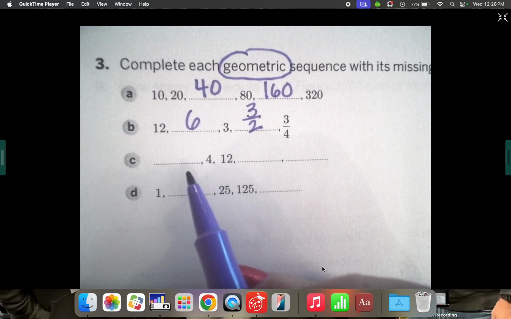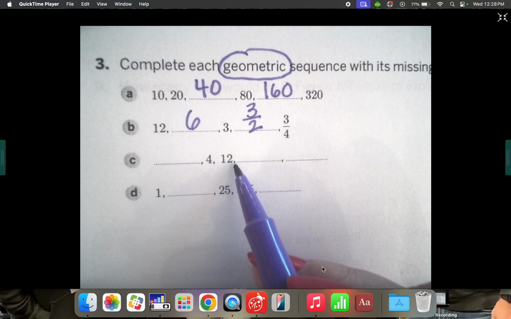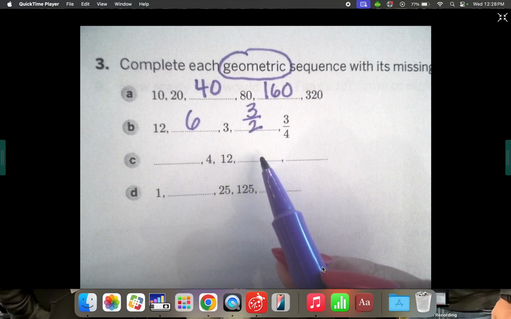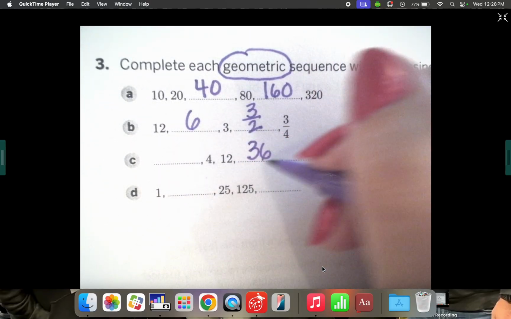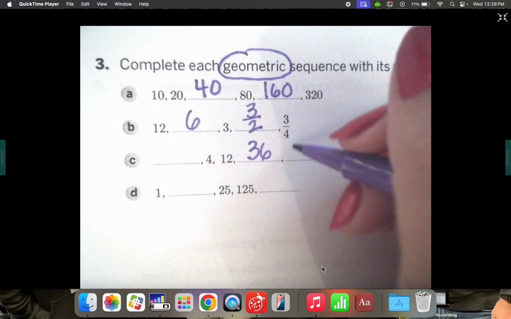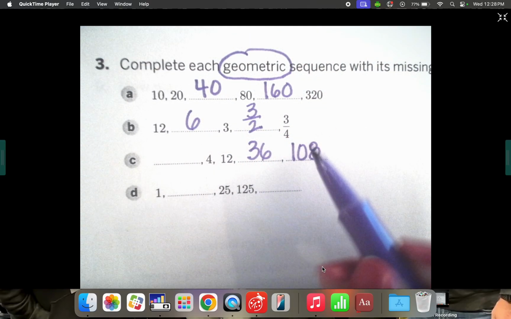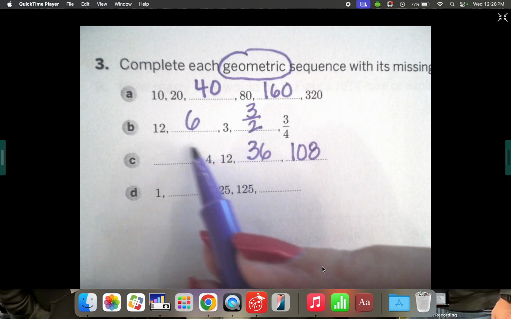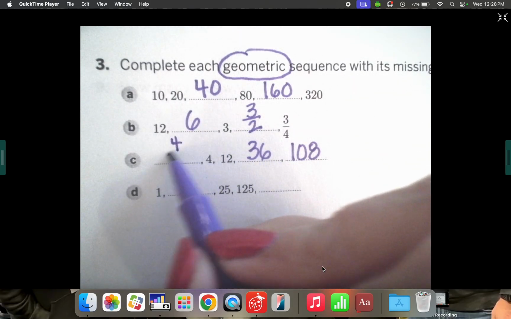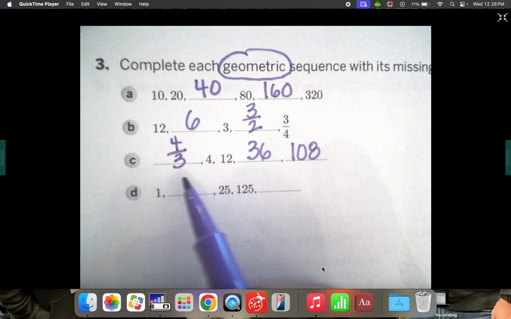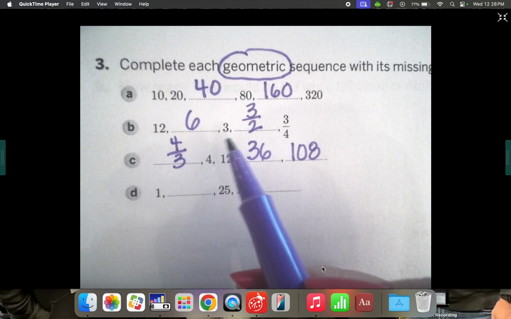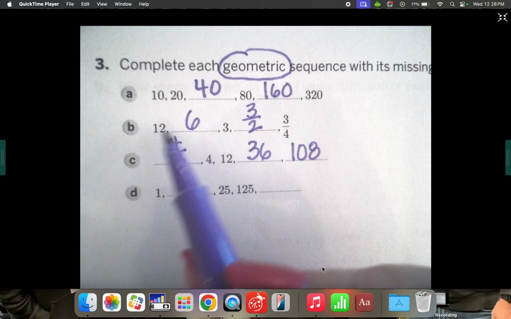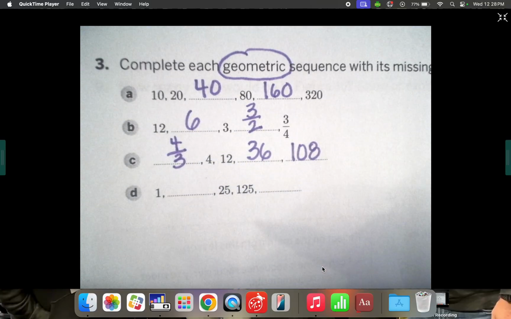C, looks like from 4 times 3 is 12. So times 3 again would be 36. Times 3 again is, I think, 108. And then if I work backwards and divide by 3, well, we'll just write it divided by 3. So 4 divided by 3 for 4/3. If you wrote like 1 point, I think it'd be 3 repeating. That's fine, but it's more accurate to put a fraction because then you're not rounding it. It's exactly what it is.